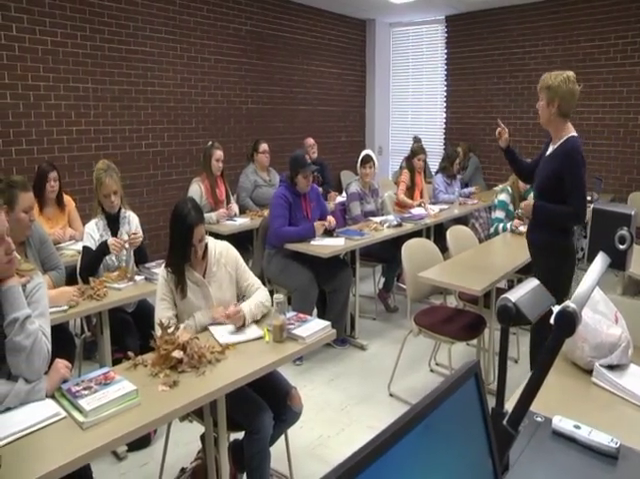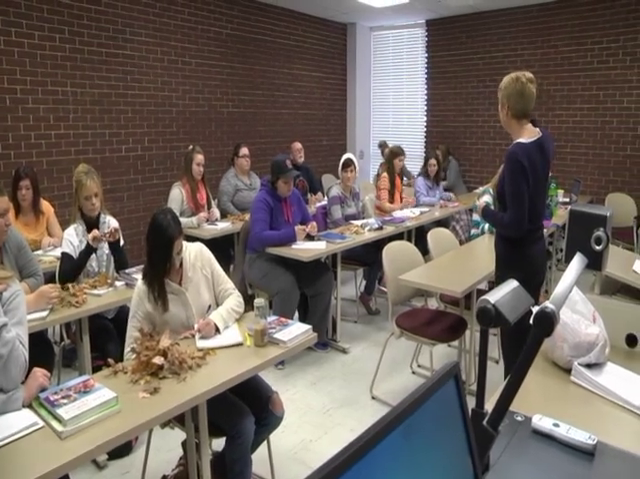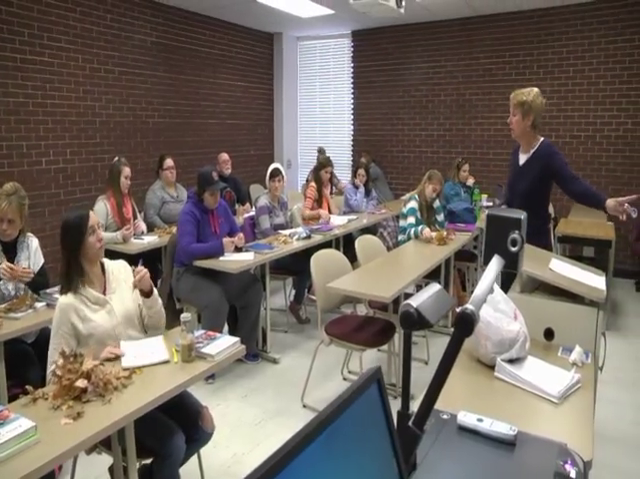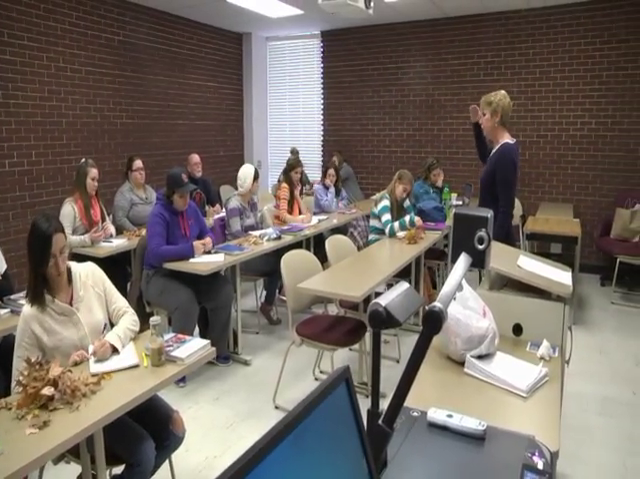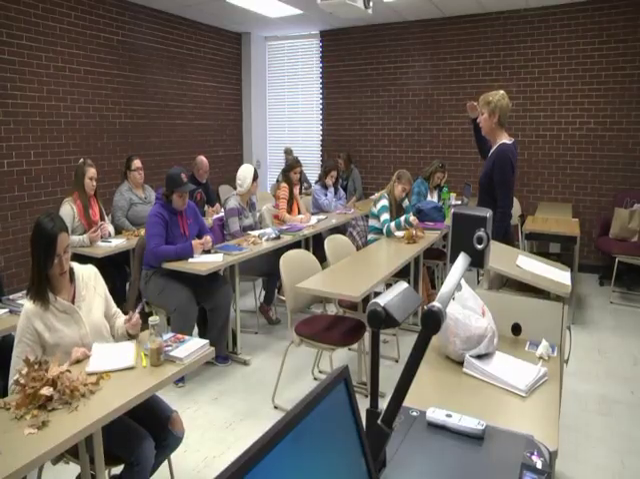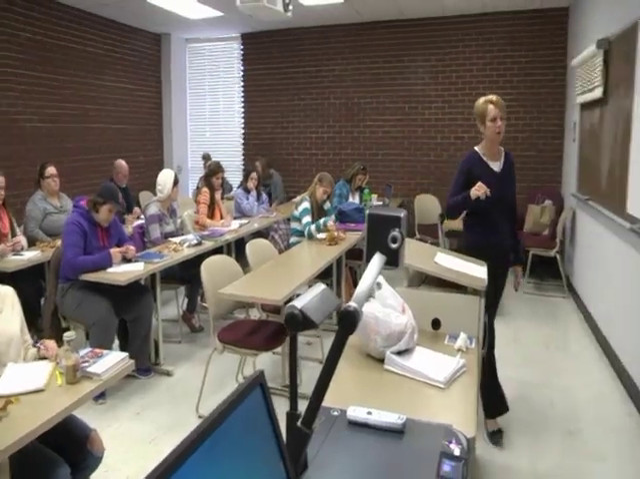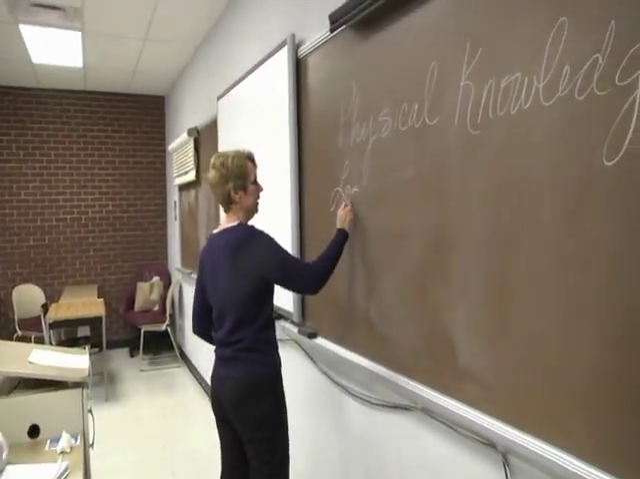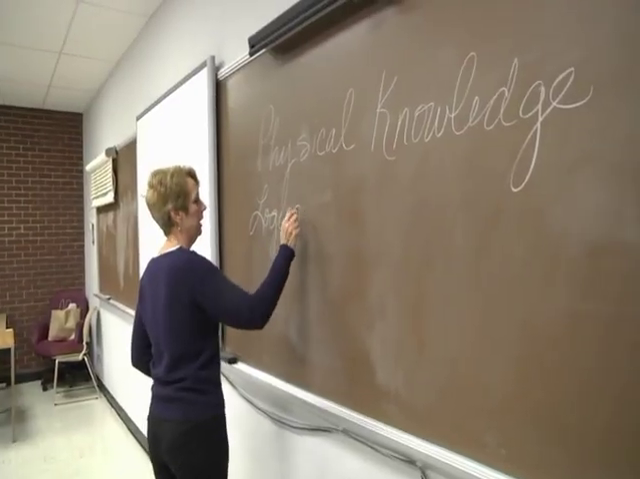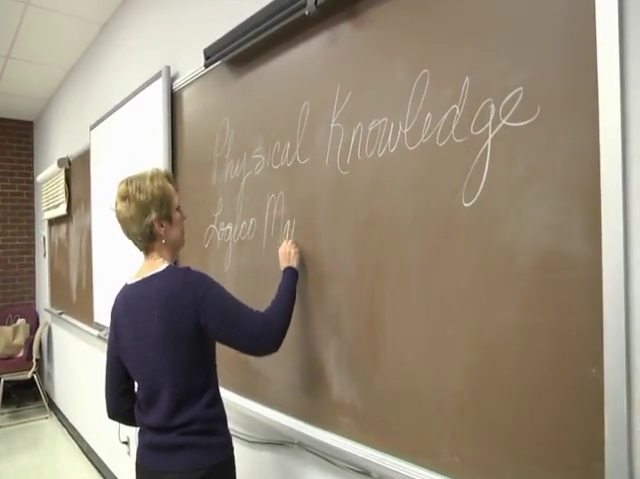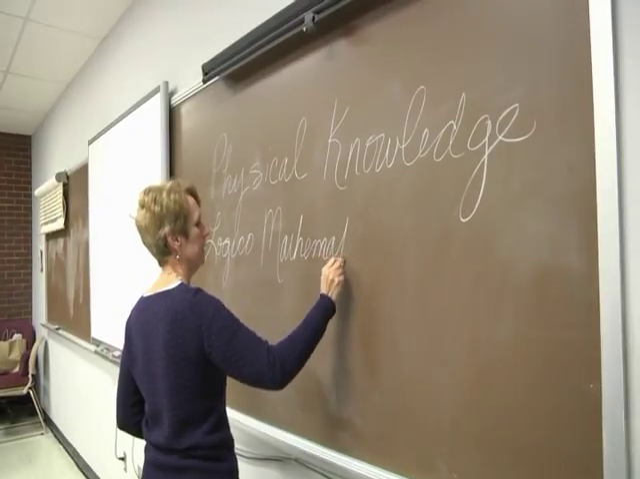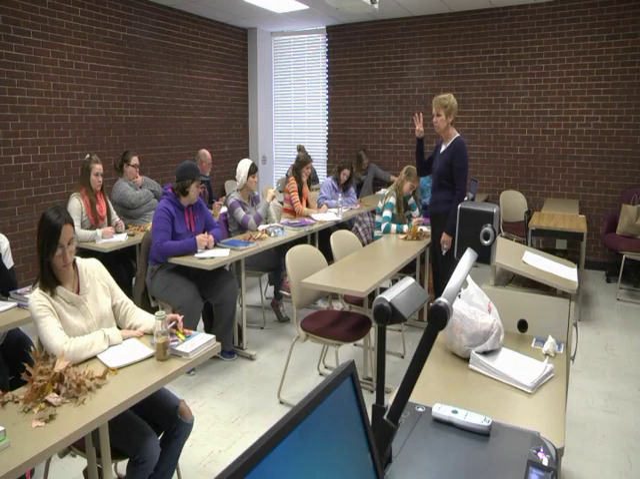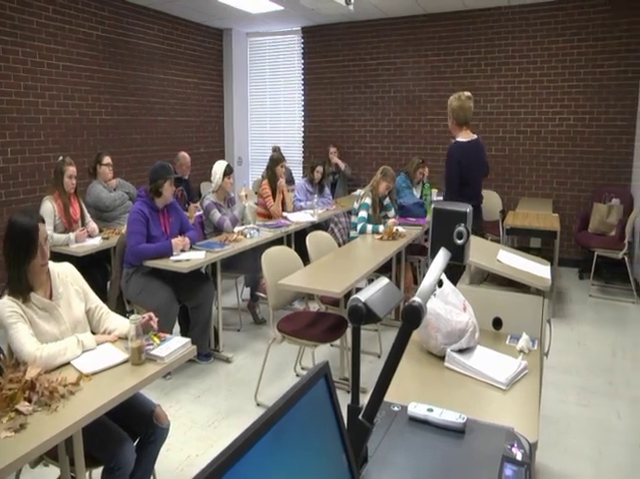Now let's think about those basic facts. Once we gather facts about leaves, physical knowledge about leaves, then we can move to a higher level of thinking. And that's called logical mathematical thinking. So let's go one step further. Logical mathematical thinking or knowledge.